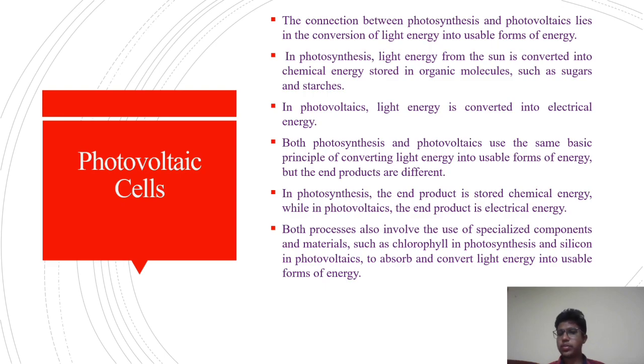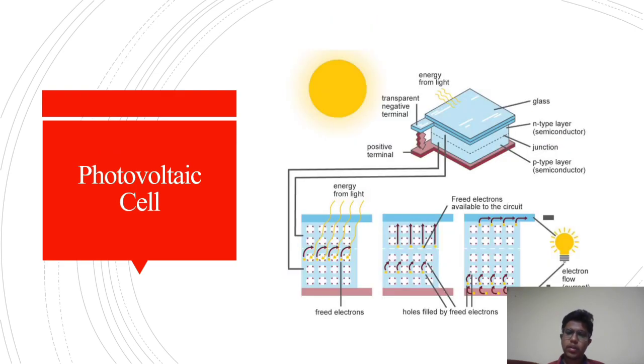In photosynthesis, the end product is stored chemical energy, while in photovoltaic cells, the end product is electrical energy. Both also use specialized components and materials: chlorophyll in photosynthesis and silicon in photovoltaics, to convert light energy into stable forms of energy.